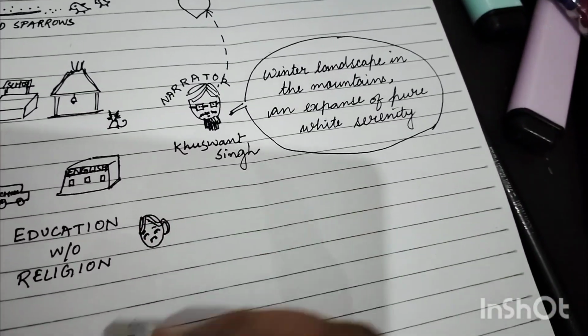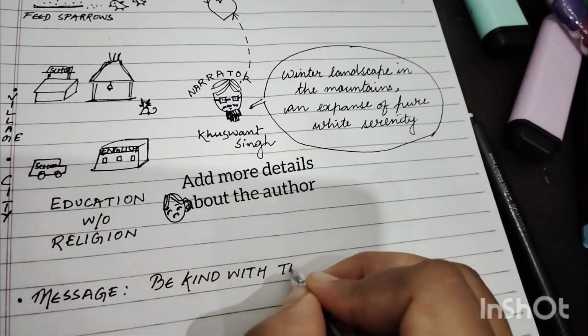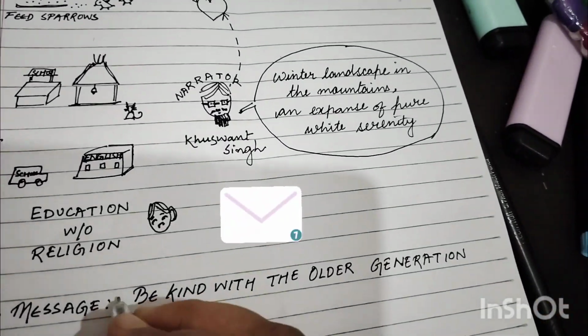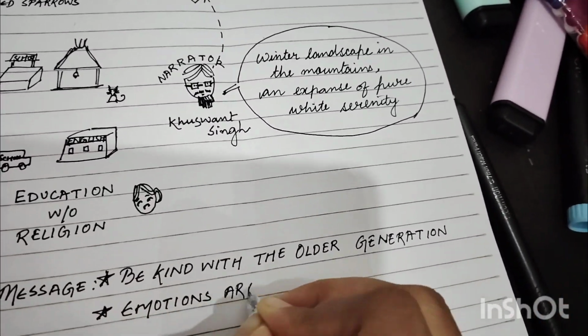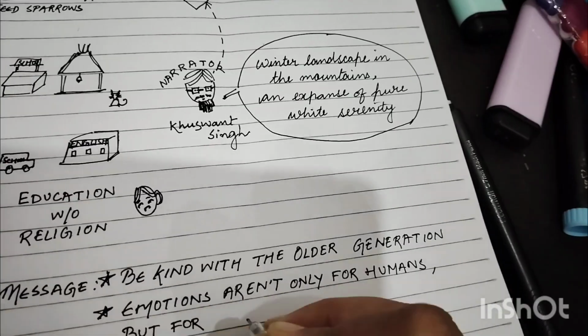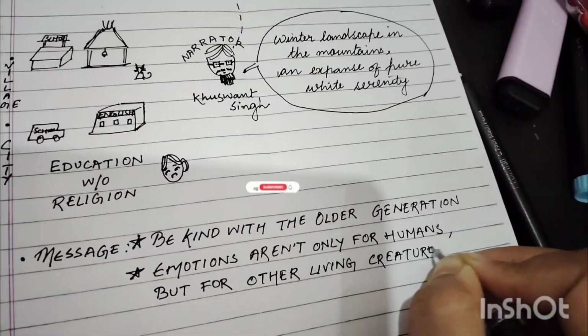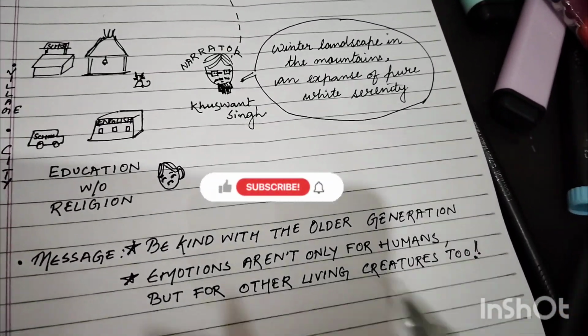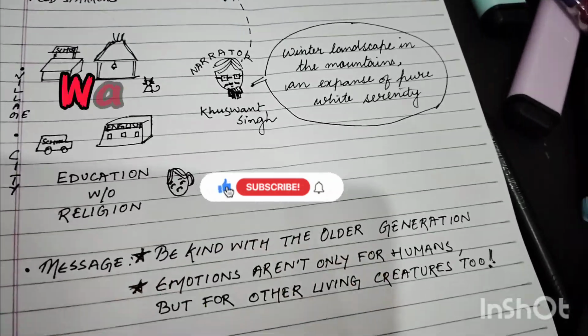And what is our takeaway? First, be kind with the older generation, and second, emotions aren't only reserved for the humans. Other living creatures are equally emotional and they need to be taken care of.